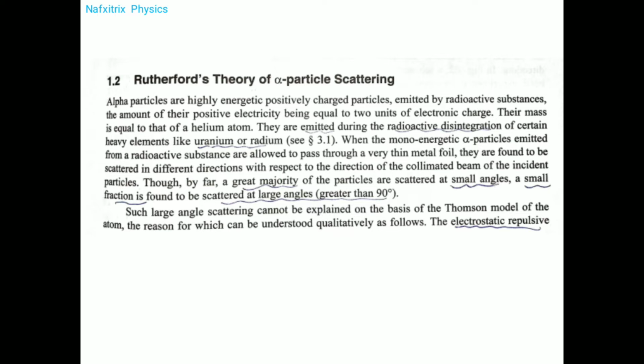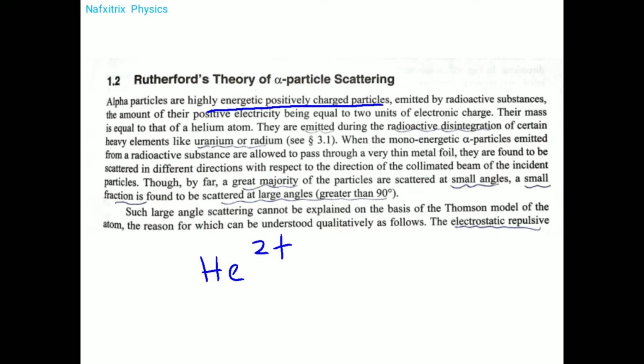First of all, alpha particles are highly energetic, positively charged particles emitted by radioactive substances, and the amount of the positive charge is equal to two units of electronic charge. We know that an alpha particle is nothing but a doubly ionized helium atom. That is, if two electrons are removed from the helium atom, that is He2+, that is nothing but an alpha particle.